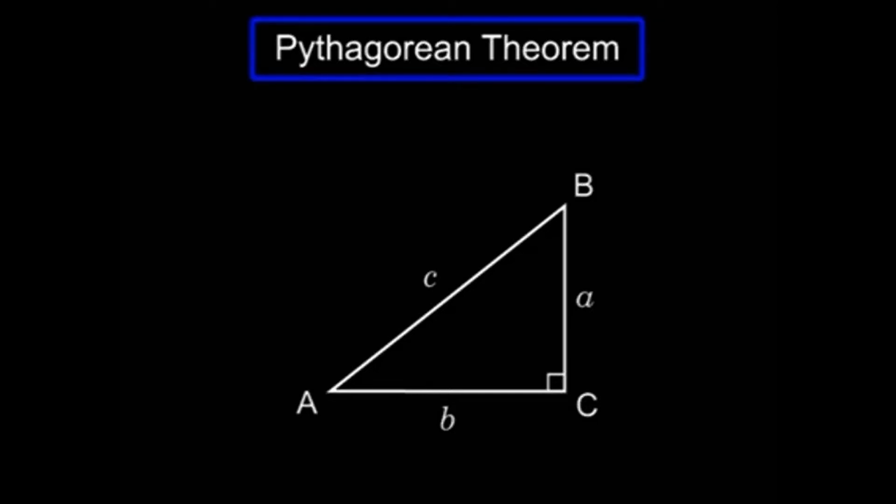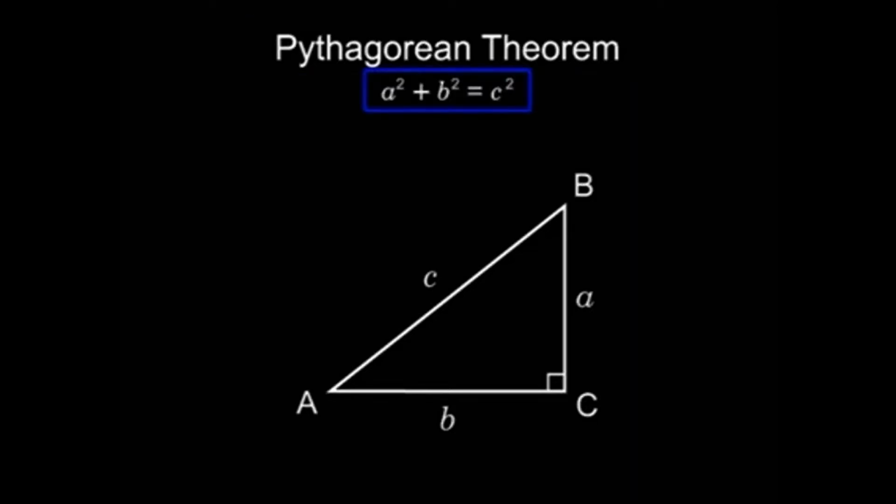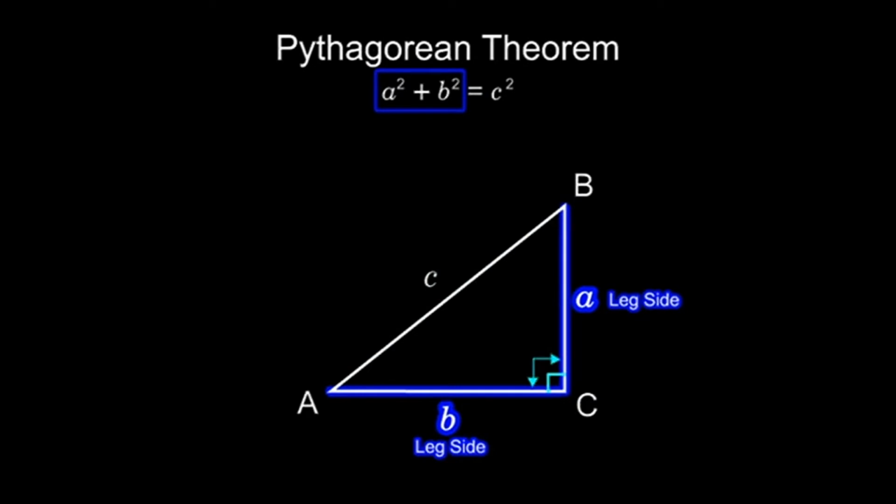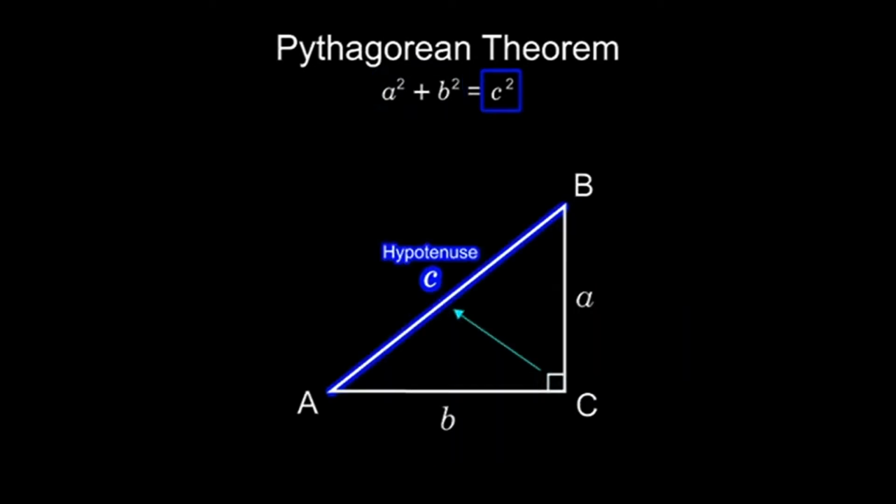The Pythagorean Theorem is an equation that describes the relationship between the three sides of a right triangle. The theorem states that the sum of the square of the two leg sides is equal to the square of the hypotenuse. The legs are the sides next to the right angle, and the hypotenuse is the side opposite the right angle. When a triangle has one angle equal to 90 degrees, it's called a right triangle, and the Pythagorean theorem can be applied.